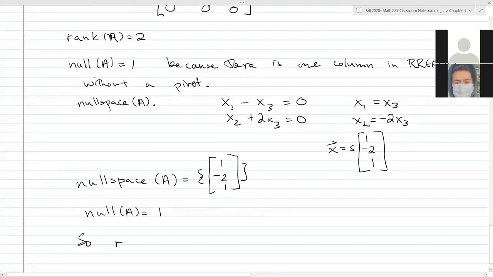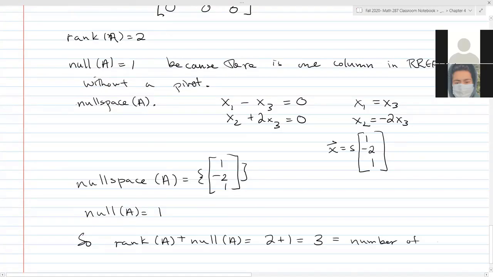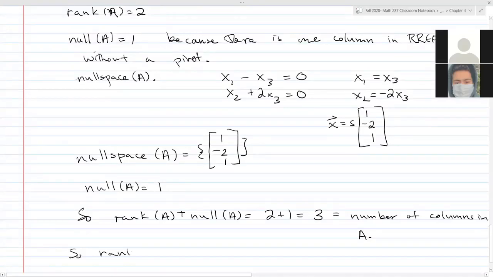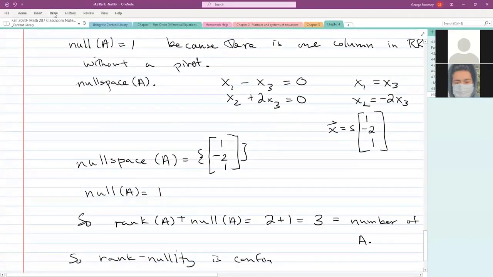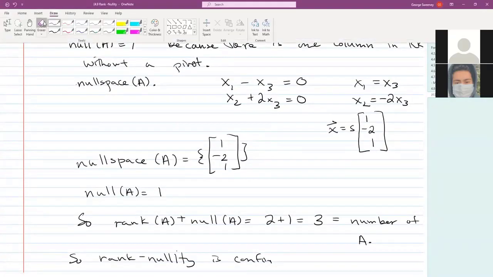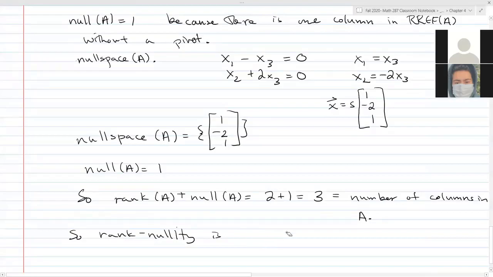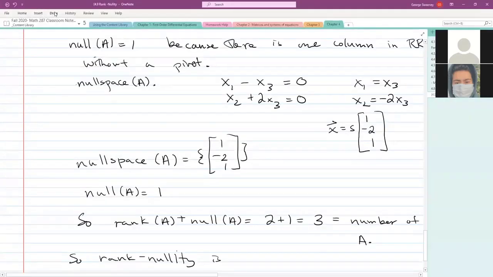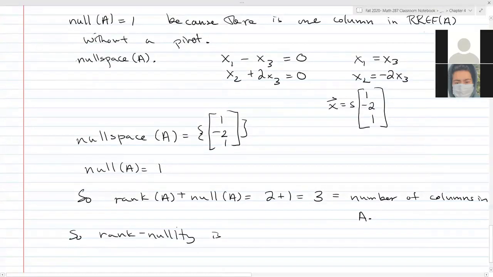So rank of A plus nullity of A equals 2 plus 1, which equals 3, which equals the number of columns in A. So rank-nullity has been confirmed. So nullity of A is equal to the dimension of the null space, right? That is correct. So can you explain how the dimension of the null space is 1? Because I thought the dimension was 3 since there's 3 components.